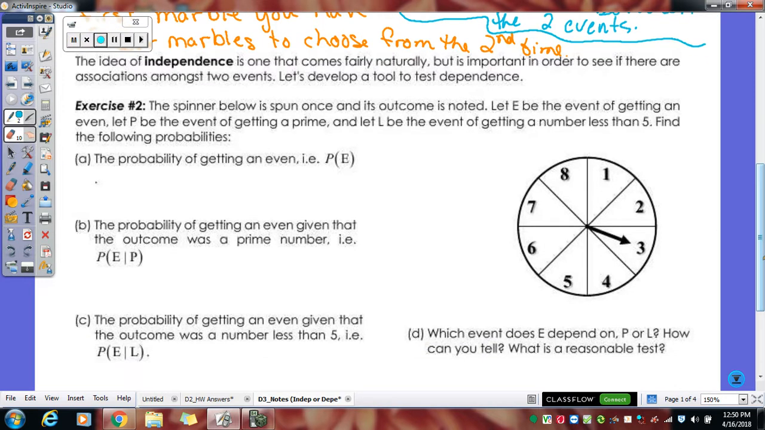It's spun and its outcome is noted. We're going to let letter E be the event of getting an even. And then the letter P is going to be the event that you get a prime number. And the letter L is a number less than 5. So E is even, P is prime, L is a number less than 5.